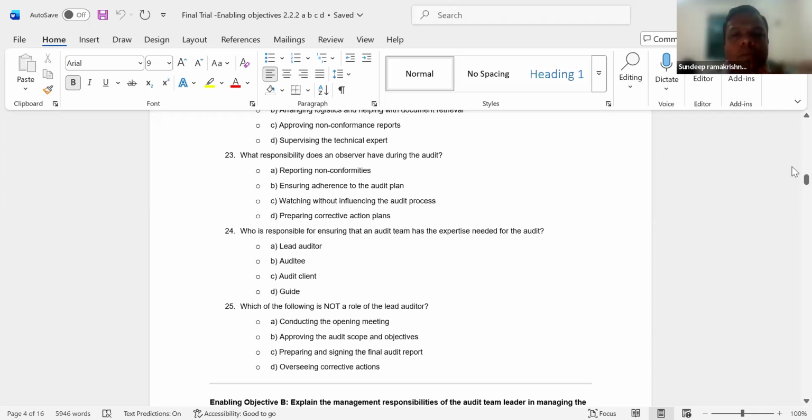Last question, 25. Which of the following is not a role of the lead auditor? A. Conducting the opening meeting. B. Approving the audit scope and objectives. C. Preparing and signing the final audit report. And D. Overseeing corrective actions. D, overseeing corrective actions, is the best fit answer.